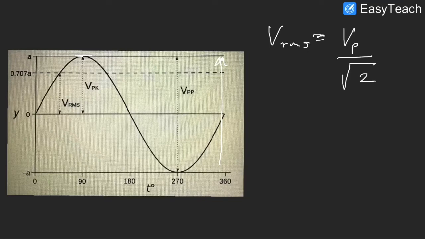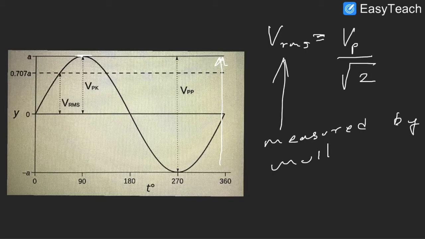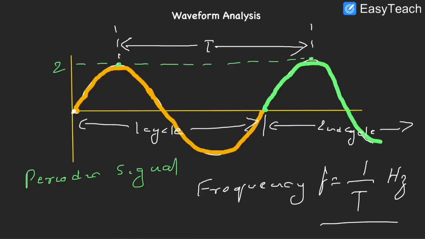All right, and let's dive into our problems. Another thing I wanted to mention was that when you use your multimeters to measure a sinusoidal waveform, they're measuring your RMS voltage. Right? So your multimeters pick up your RMS voltage. All right, so without further ado, let's move on.